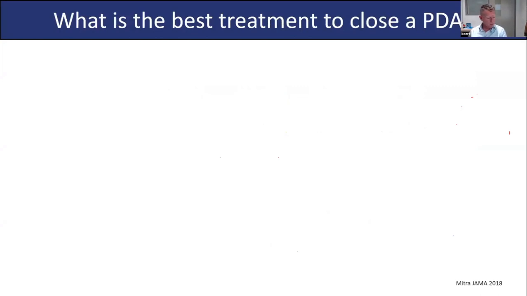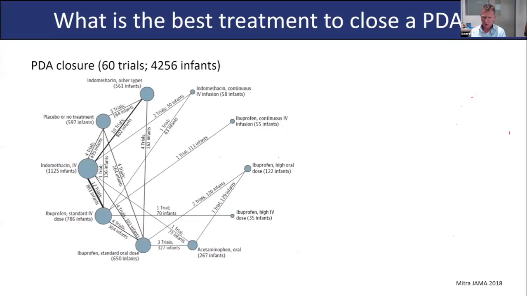So with this list of treatments in mind, what is now the best treatment to close the PDA? I'm not talking about clinical outcomes, but what's actually the best treatment to close a PDA? And Mitra did a systematic review looking at this. He looked at all the different comparisons which are available in the literature, including indomethacin, ibuprofen, and acetaminophen, so paracetamol. All pharmacological closure techniques, either IV or oral.